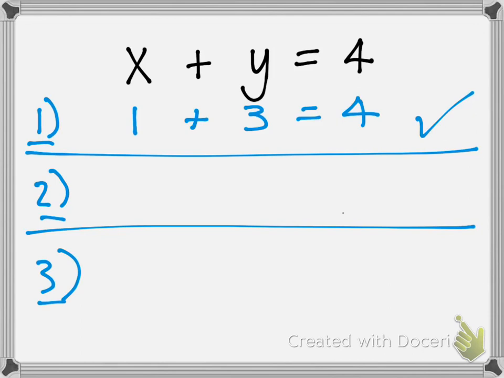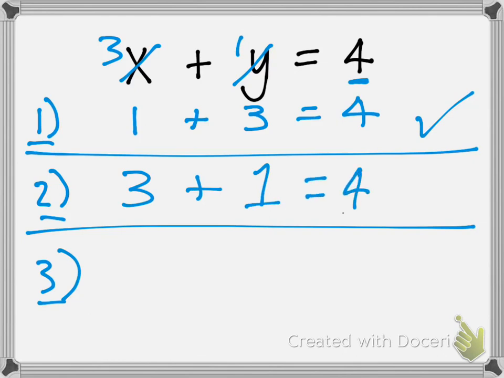So I'm going to start with the same theory. My answer's 4, so I'm going to see, well, what could I do this time? Well, why don't I have x as 3 this time? And if x is 3, then y must be 1, right? So that is the opposite of my first answer, but it is a correct answer. Okay, that is totally allowed.